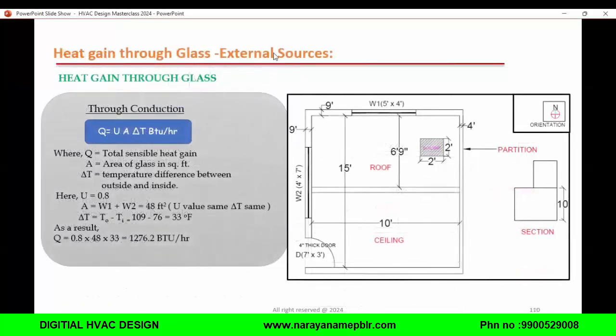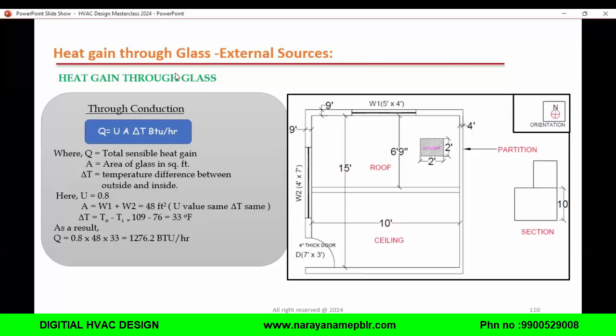Now we'll find out the heat gain. External sources we'll find out. You remember the list we have? External source for glass. Then we have the wall. For glass, you have two things, one conduction and one radiation. For conduction, you can add the two walls. For radiation, you cannot add the two walls because the orientation is different. Next, we'll go for wall, then roof, floor, ceiling. After that, we'll find out the ventilation and infiltration. These are the external sources of heat gain.